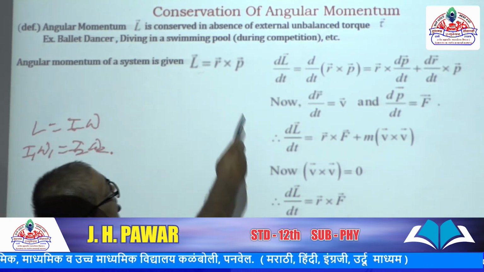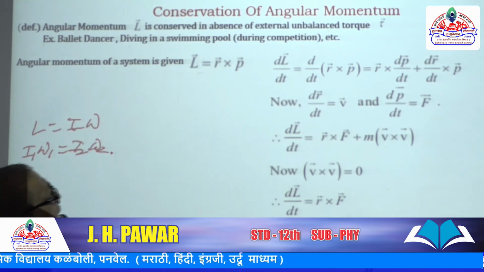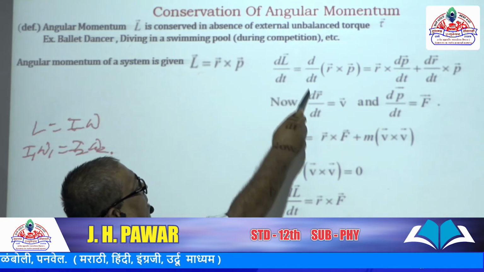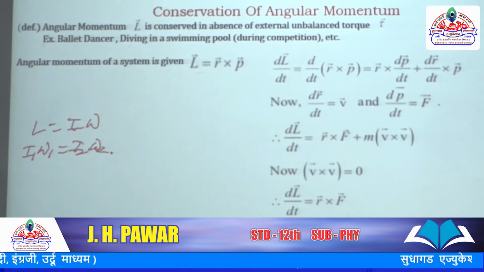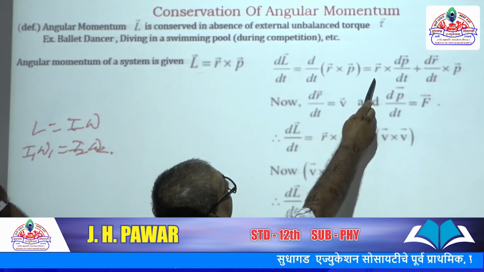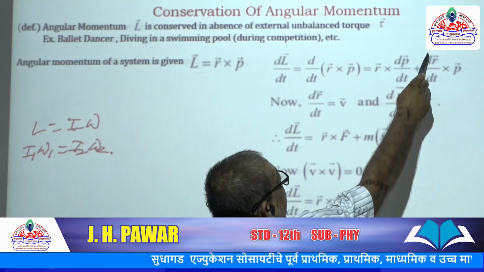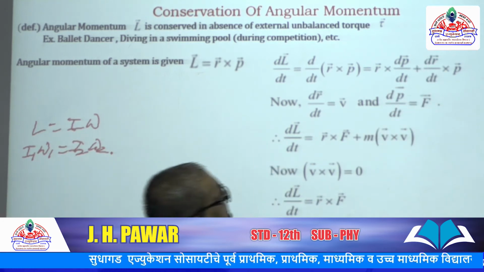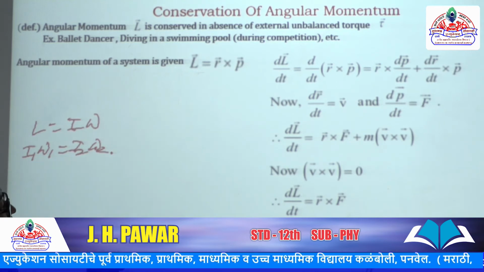Then differentiate it with respect to t. Then dL by dt equals d by dt of vector R cross vector P. Then we use the product rule for vectors: vector R cross dP by dt plus vector dR by dt cross P. We use the product formula for differentiation.